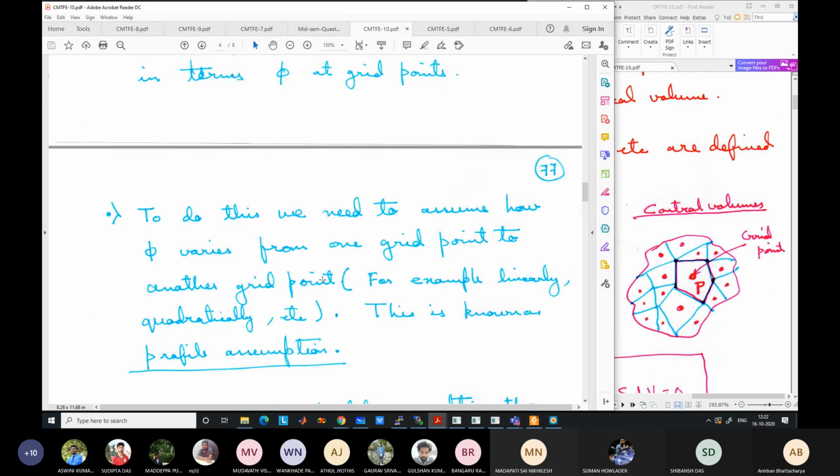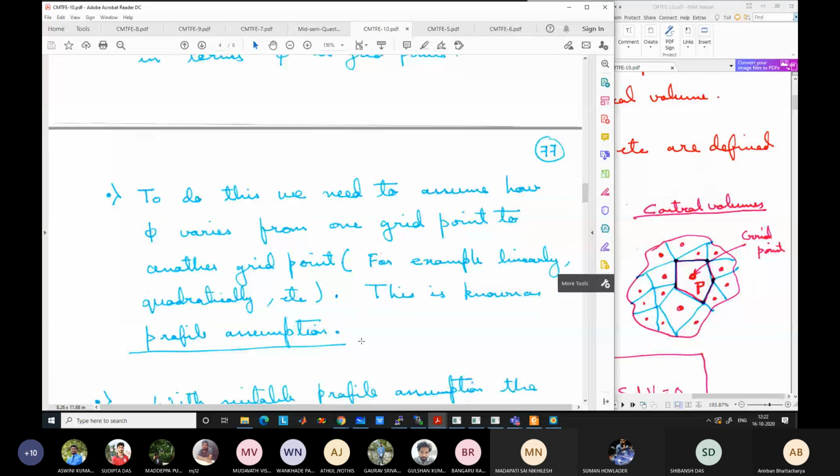Okay, this is known as profile assumption. This assumption of taking some variation between two grid points without knowing the actual solution is known as profile assumption. We are assuming the profile of the variable phi, how it is varying, without knowing the solution.